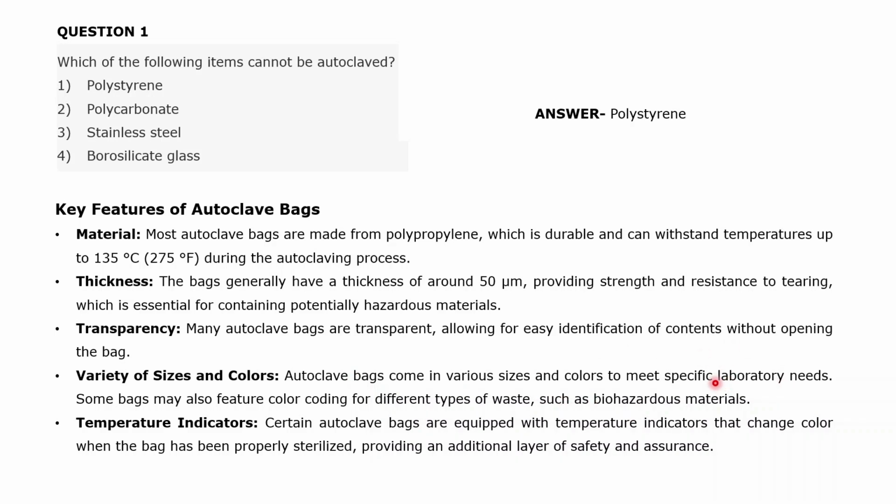There is a bag that comes in different colors. Black color bags are there if you want to do autoradiography and are handling radioactive material. So it comes in different colors and sizes, and that depends on what we are autoclaving, whether it is waste or media or anything else. And also there are temperature indicators that can be attached to a bag, so that you can know that the temperature has been achieved.